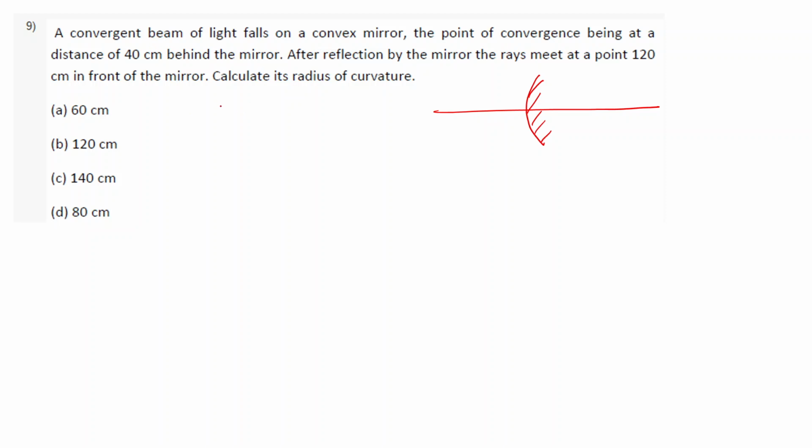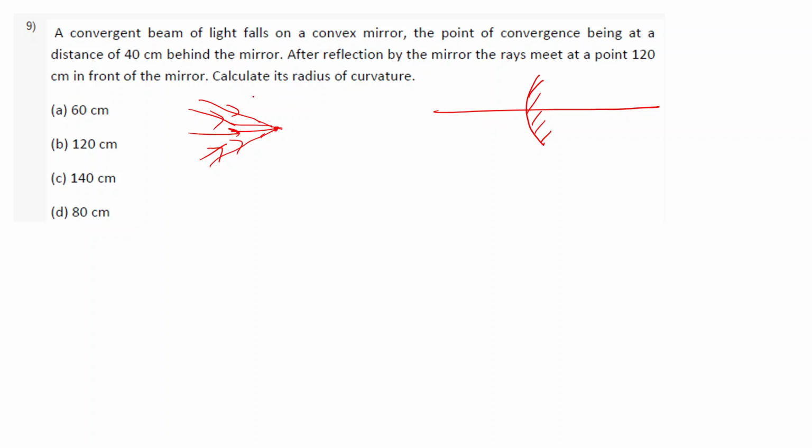The incident light we are using is a convergent beam. Convergent beam means it's coming like this and converging at a point. Finally it's going to converge at a point. So this is a converging beam. It falls, and since it's a convergent beam, it will converge at a point.